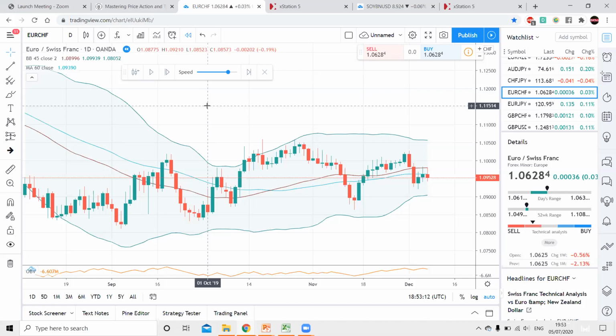So first off, here you can see Euro Swiss franc. Now, this one, you've got a Bollinger Band. So you can see here the Bollinger Band system with the red line in the middle for the moving average on the Bollinger Band, 2 standard deviations width, and 45 days. So we're on the daily time frame, 45 days period. Then we have a moving average, simple moving average, and that's a 60-day one.